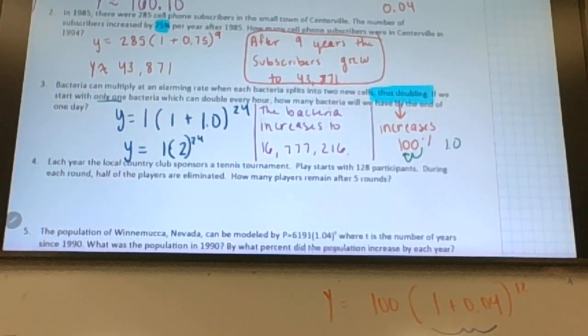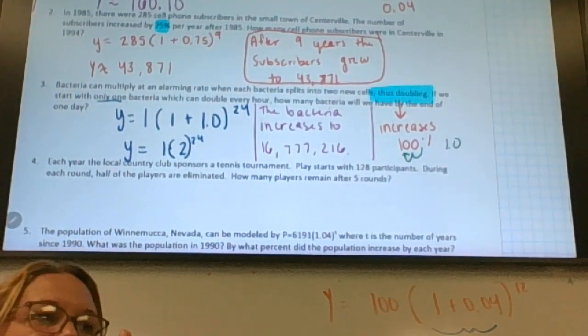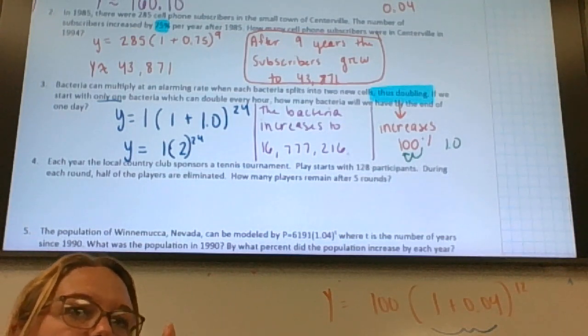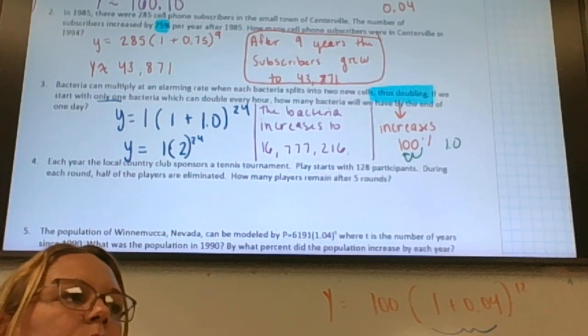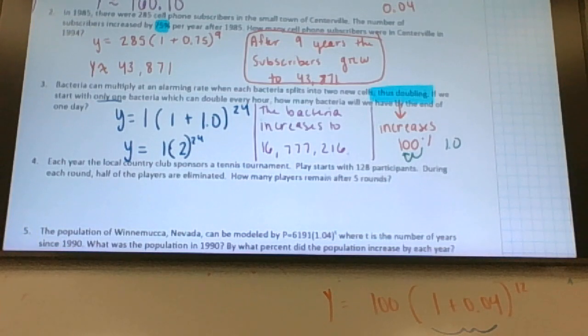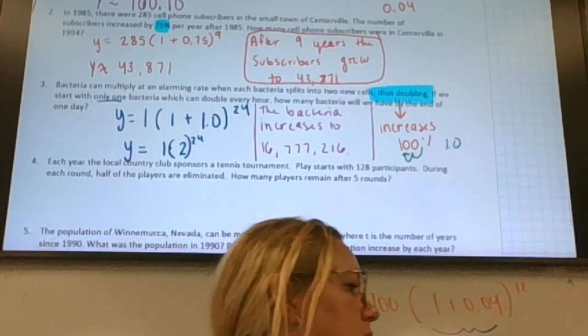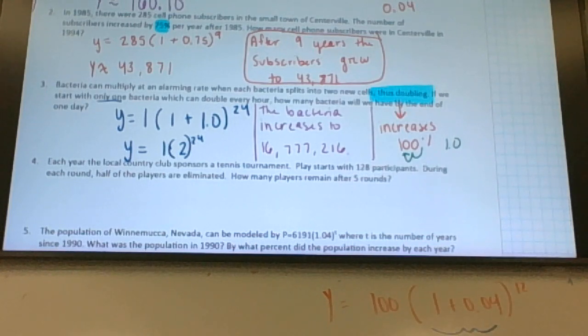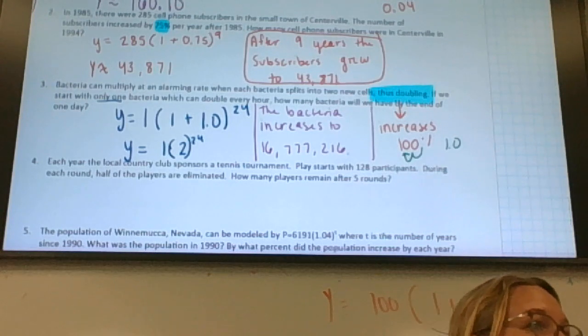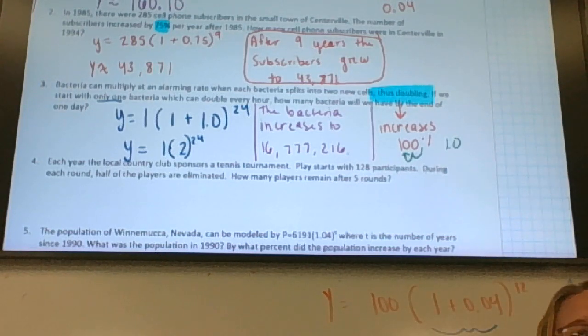The bacteria goes from 1 to 16 million in 1 day. This is how we get maybe exposed to someone's sore throat. We don't notice it. One little bacteria gets in our throat. You wake up the next morning, raging sore throat. That's because that one bacteria went to 16 million in 24 hours because they're able to double like that. That 16 million starts to really affect you.